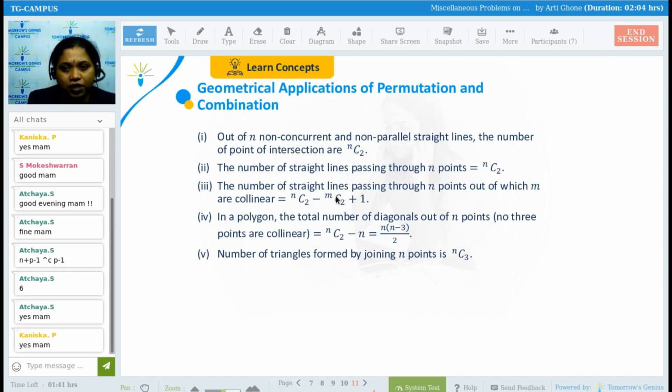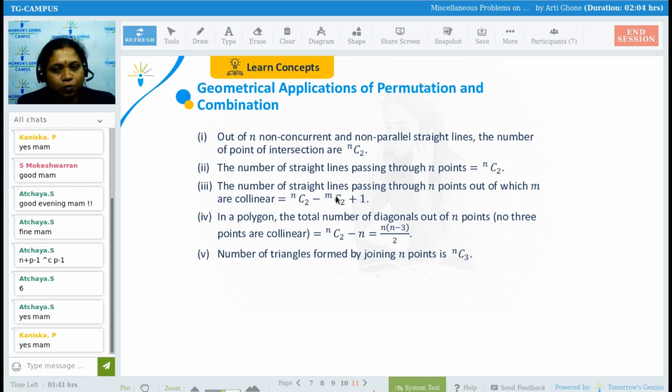Out of n non-concurrent and non-parallel straight lines. Non-concurrent means what? Not lying on one another. Okay, so out of n non-concurrent and non-parallel straight lines, the number of points of intersection is always equal to nC2. The number of straight lines passing through n points is nC2. The number of straight lines passing through n points, out of which m are collinear, will be nC2 minus mC2 plus 1. Direct shortcuts are provided.